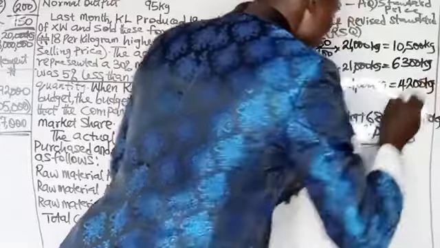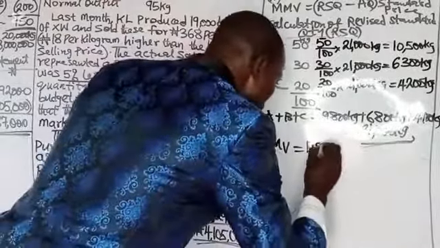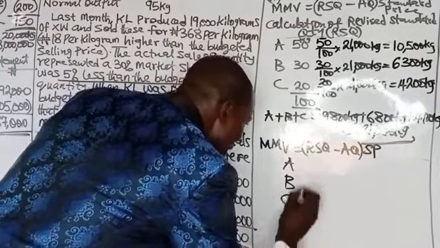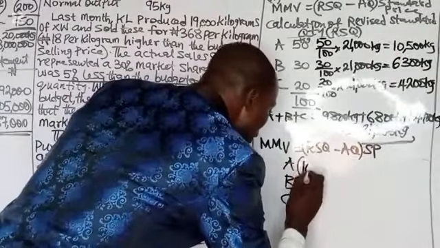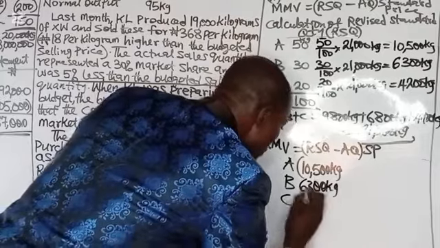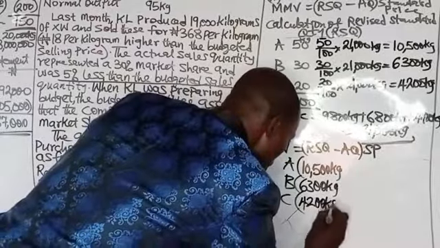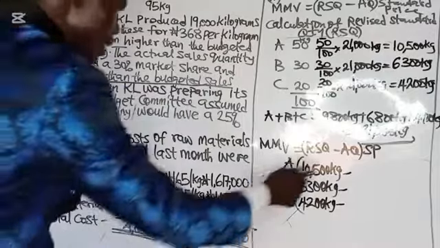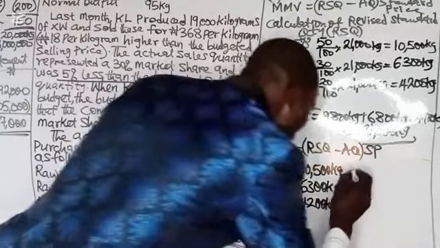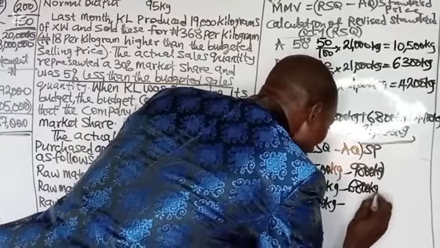4,200 kg. Now, to compute material mix variance, we say it is equal to revised standard quantity minus actual quantity multiplied by the standard price. And we have three materials, A, B, C. The revised standard quantity as computed, we have 10,500 kg, 6,300 kg, and 4,200 kg, minus actual quantity. Actual quantity, we have 98, 68, and 44 for A, B, and C: 9,800 kg, 6,800 kg, 4,400 kg.